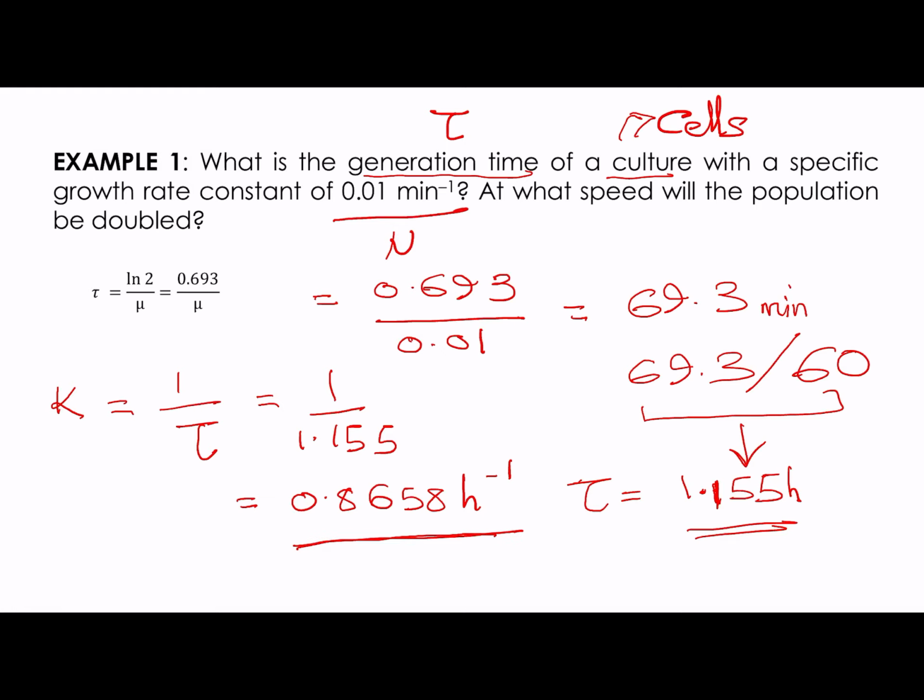Units, remember, when it comes to your calculations, units are very important. So you need to ensure you write the proper unit. So this is the A part. That's the B part, so this is the speed, and that is the generation time.